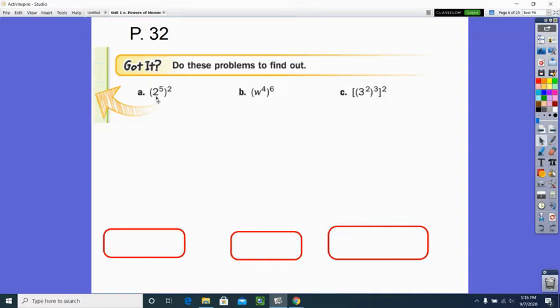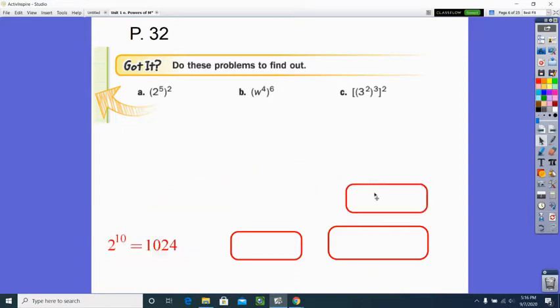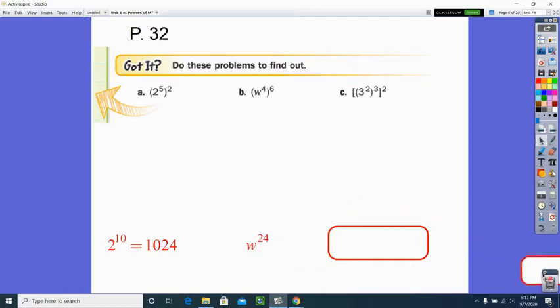Okay, now that you're back, we would write the 2, and since we're raising a power to a power, we multiply 5 times 2, and it's 2 to the 10th. In your calculator, if you take 2 and use your exponent button to the 10th, you would see 1,024. Here, we would write the W, and power to a power, we're going to multiply, and you would get W to the 24th, and there's nothing more we can do with that one.